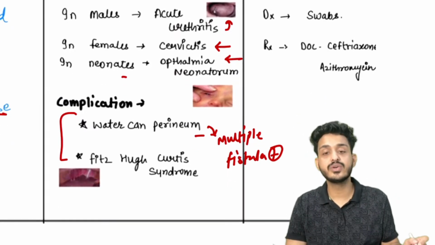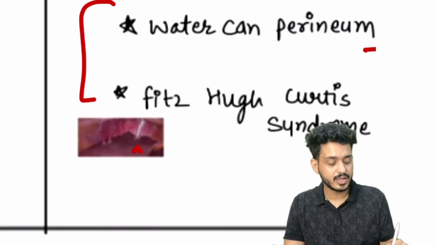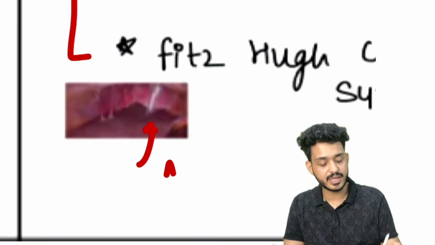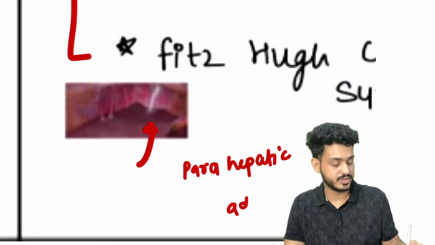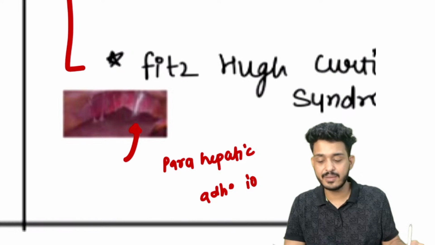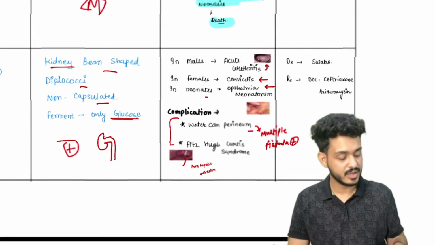Second thing, Fitz-Hugh-Curtis syndrome. What is happening in Fitz-Hugh-Curtis syndrome? You will be having perihepatic adhesions, you will be finding perihepatic adhesions. These are your perihepatic adhesions. This is not coming clear. You will be having perihepatic adhesions.